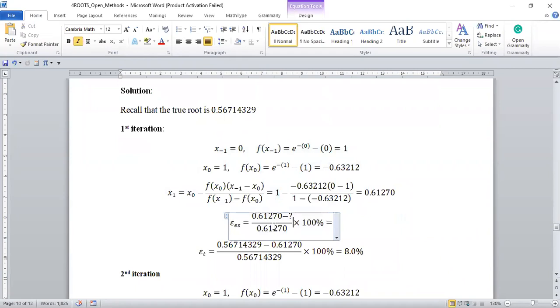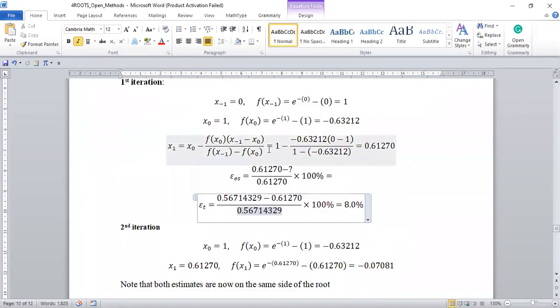You're going to track the estimated error. You're going to track the true error. For the first iteration, remember you were given this and you were given this. So for the next iteration, it is x0 and x1.